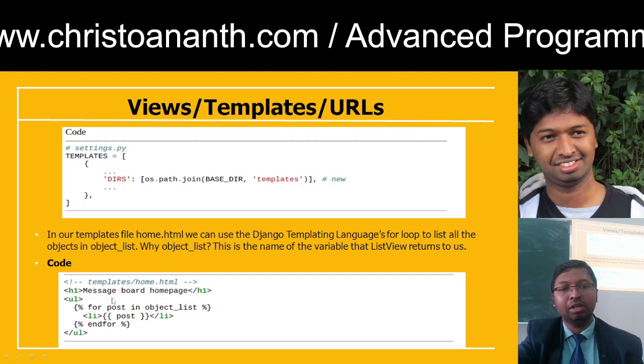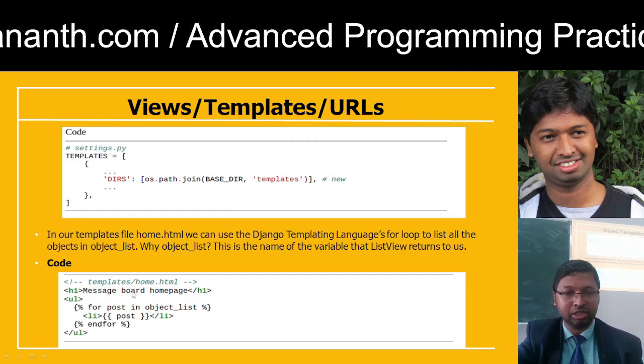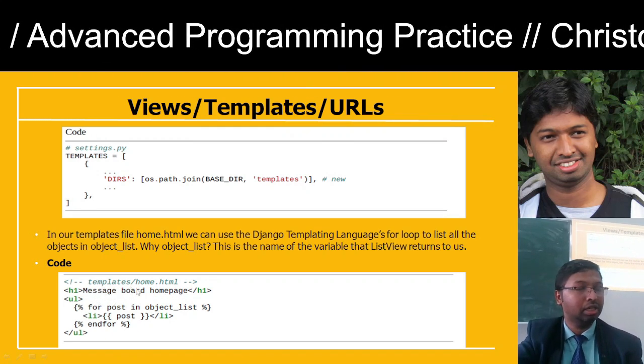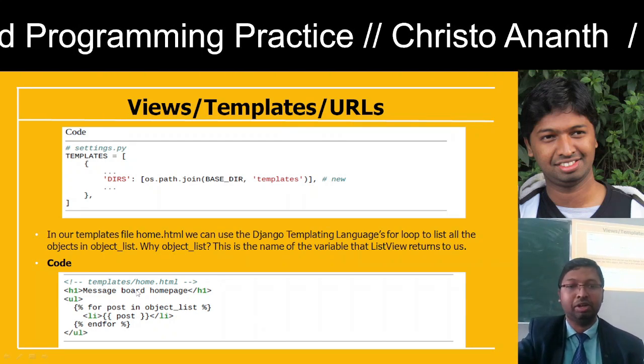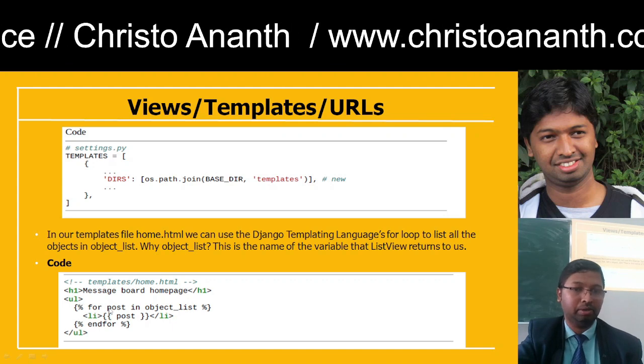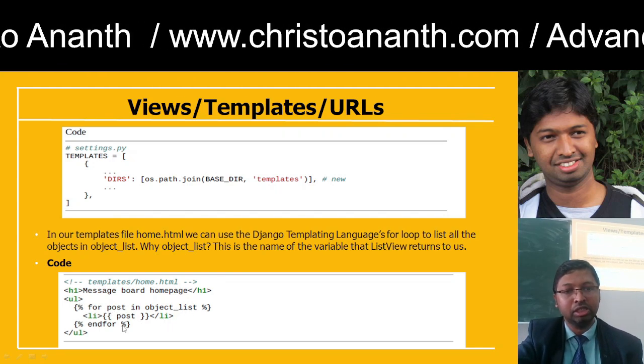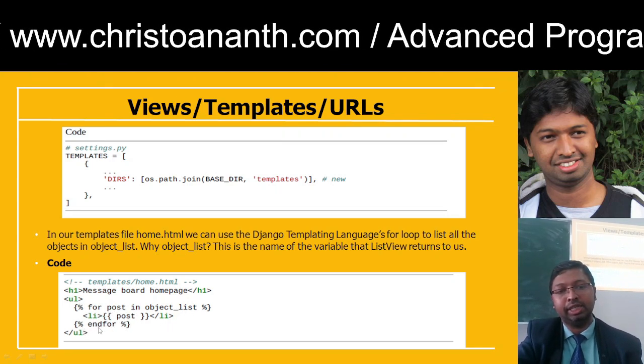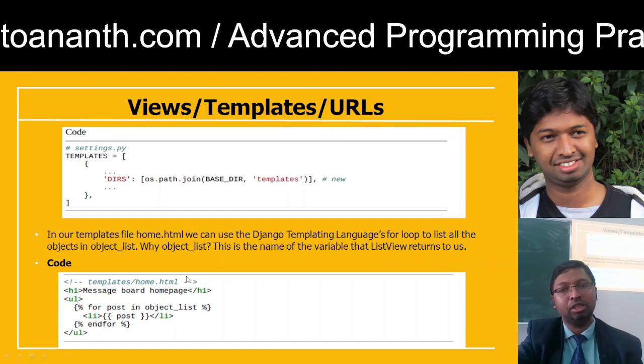So you will have the HTML tag, Message board homepage, that is an h1 tag. You know that h1 is the highest level of heading, and then ul is nothing but an unordered list. So for post in object_list, then list it, it is post, and then the content, and then close the ul tag.